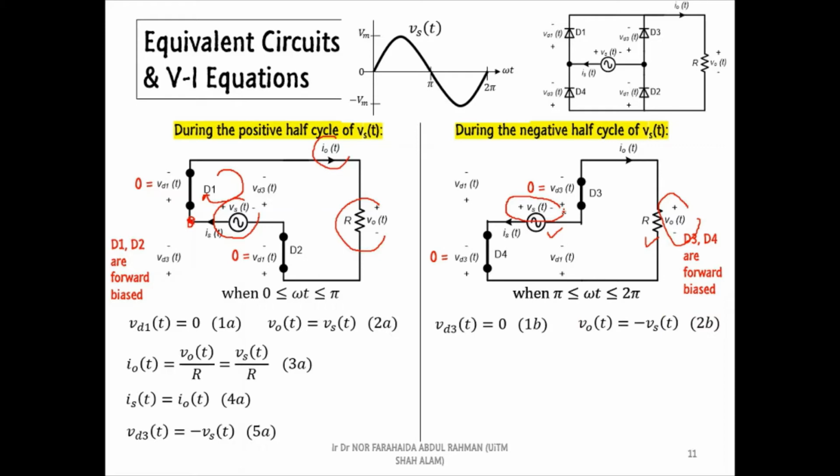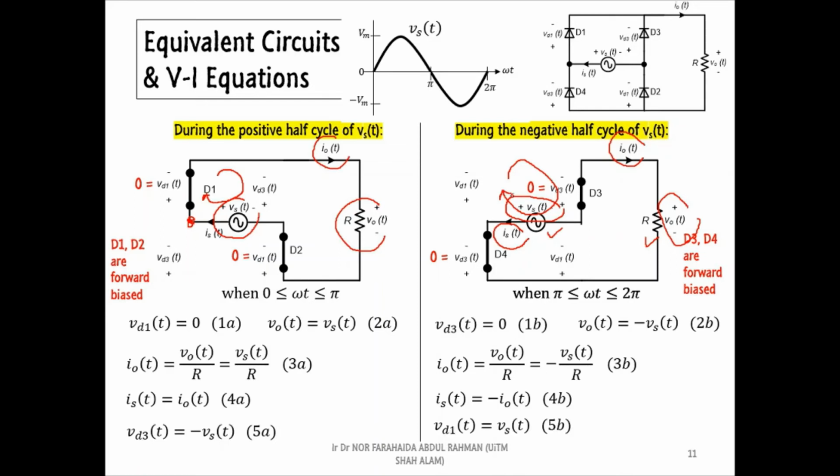Later, we apply Ohm's law and KCL to obtain the output current and the supply current equation. And KVL is applied on this loop to obtain the voltage across D1 and D2.